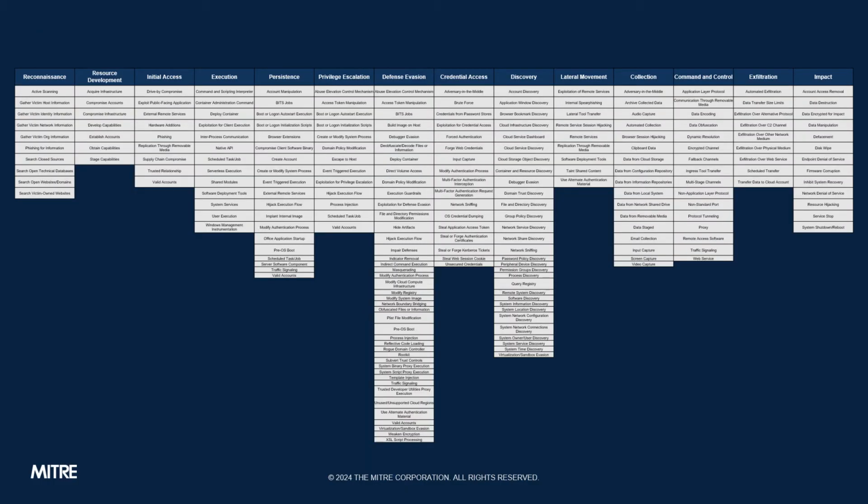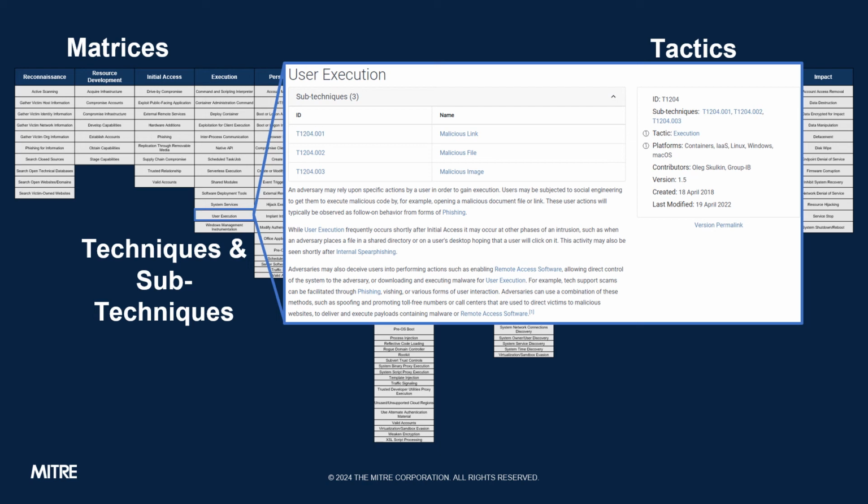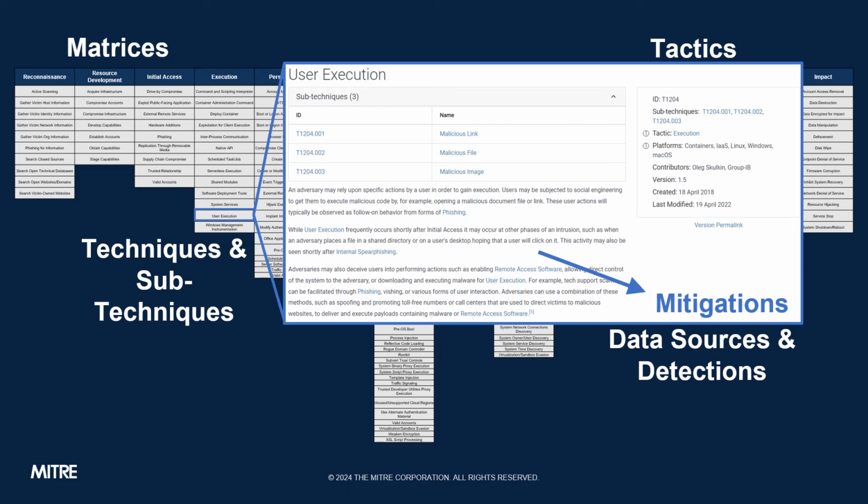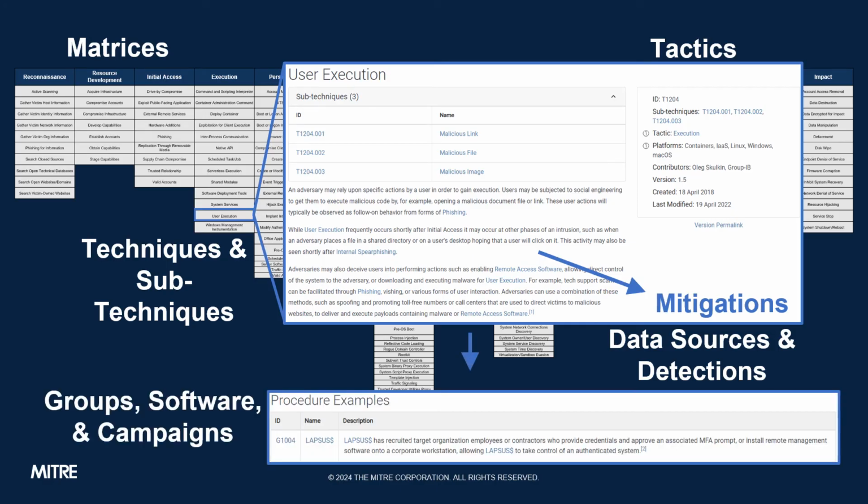Specifically, the rest of the lessons of this module are structured to explore how we use matrices to visualize the domains and platforms of ATT&CK, how we use ATT&CK tactics to structure these matrices, how we fill in those tactics with techniques and sub-techniques, how these techniques and sub-techniques are connected to defensive countermeasures in the form of mitigations, data sources, and detections, how we understand these techniques and map them to groups, software, and adversary campaigns, and finally, how ATT&CK grows and evolves over time.